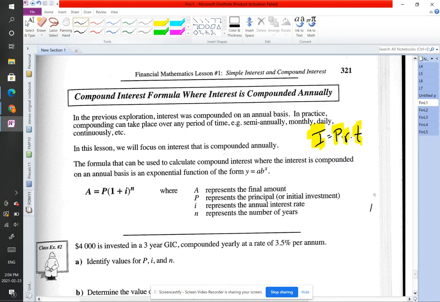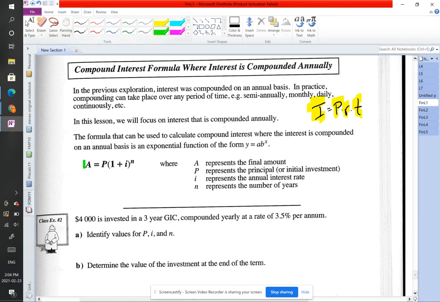Now we are looking at this formula down here. A is equal to P multiplied by 1 plus I, all to the power of N. So A, instead of representing the amount of interest made, represents the final amount. So it represents the principal plus the interest. P represents the principal or the initial investment, which we'd already talked about. I represents the interest rate, and that's as a decimal.